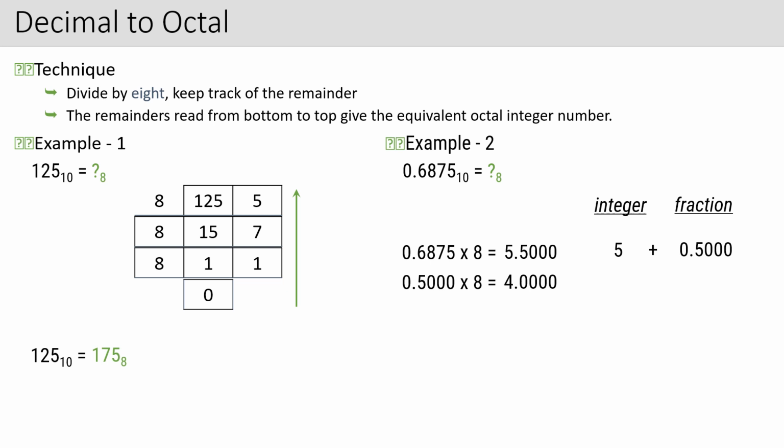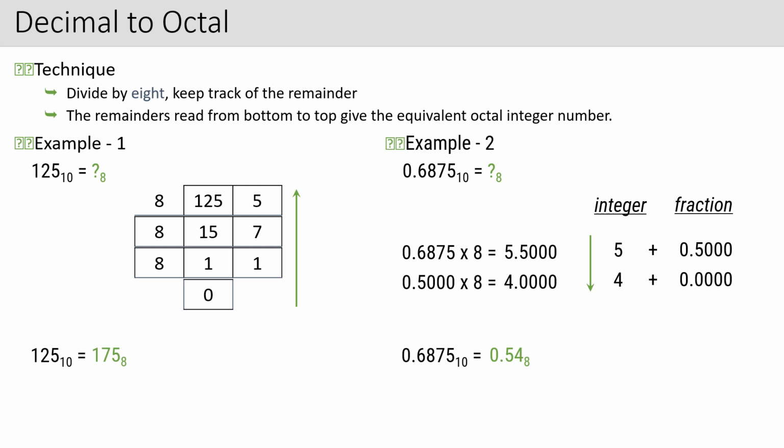Again you will multiply this fraction by 8. What you are getting? 4.000. So here the integer is 4 and the fraction is 0.000. So here you will have to stop. But here you will have to write it down from top to bottom. So what is the equivalent? That is 0.54 to the base 8. This is how we convert a decimal number to octal form.